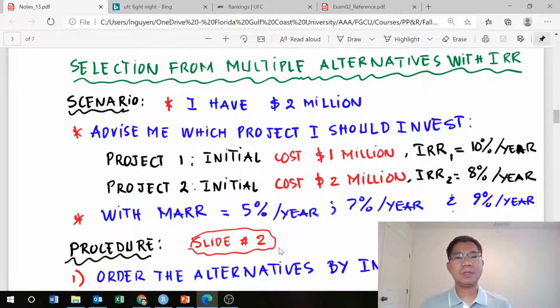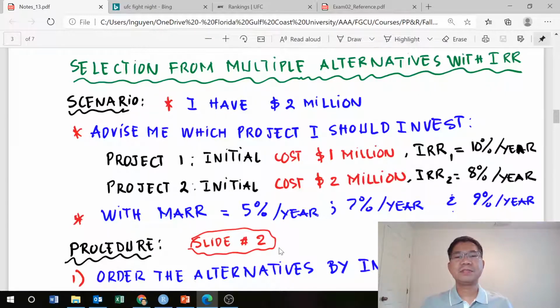And then another alternative, project 2, with an initial cost of $2 million and a return IRR 2 of 8% per year. And tell me which one I should invest in. Remember, I have $2 million.